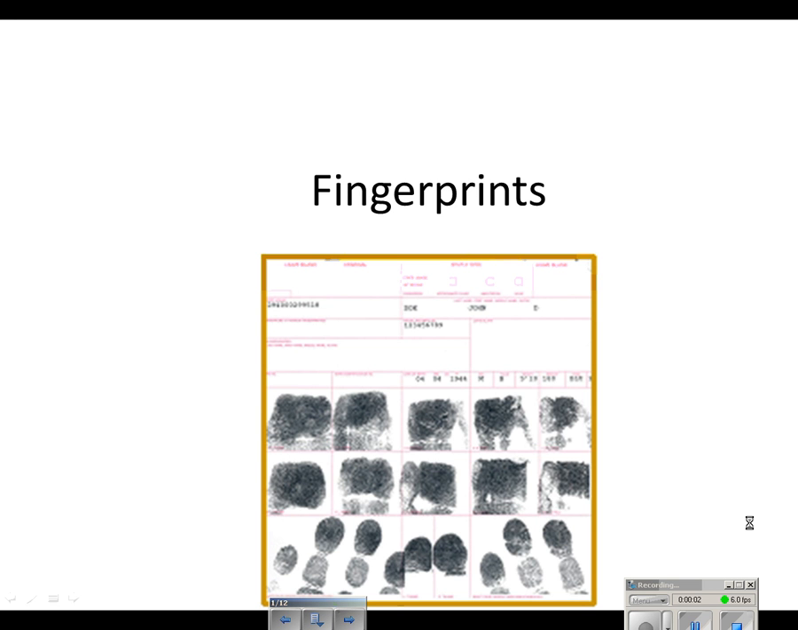This lecture talks about fingerprints and what they are, how they form, how we collect them. And what you see in front of you right here is what's called a 10 card. And if you ever have to be fingerprinted, this is how fingerprints were normally kept on record.